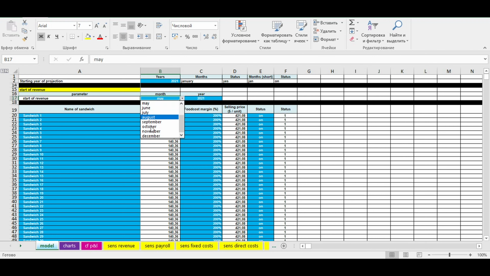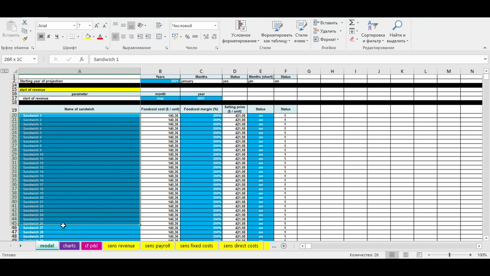Then we move to our menu. In this table of inputs, we mention all our meals. We can name all our burgers and sandwiches. We set the food cost margin for every meal in menu. Also, we have a switch on and switch off button for every meal so that you can see the profit and payback period of your business idea with or without this meal in menu.